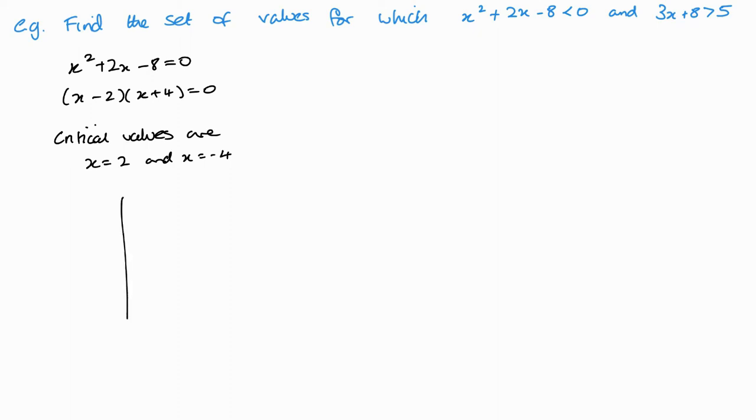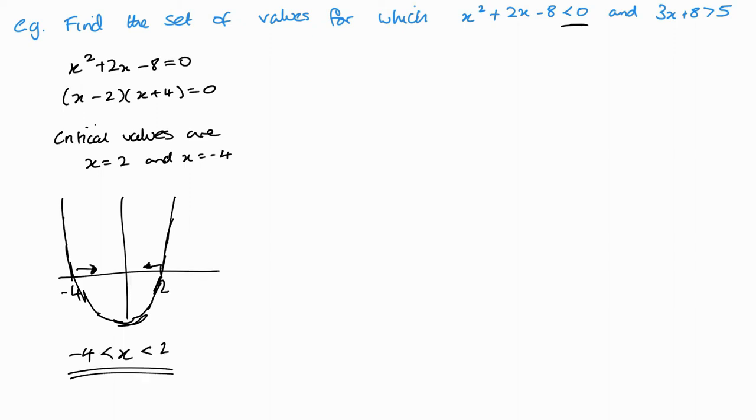Let's then have a quick little look at our graph. So we're going to cross at minus 4 and 2. Again, positive. I've done all positive ones here. I should have done at least one negative. Anyway, we want less than 0, so we want it to the right of minus 4 and to the left of 2. So x is less than 2 but greater than minus 4. Let's have a look at the other one.